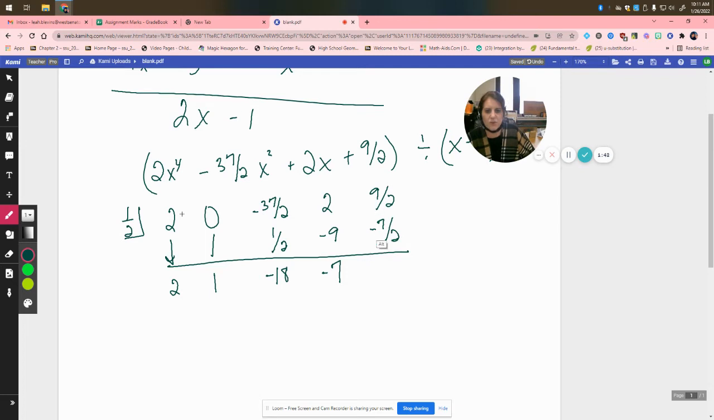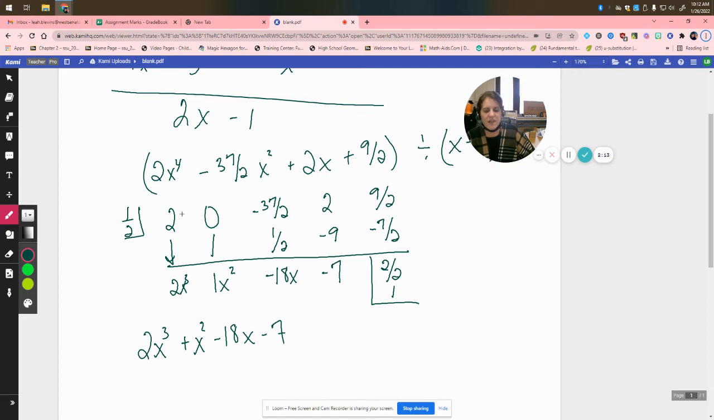So it looks like I have a remainder of, what would that be? 2 over 2, which is just 1. Right? So my remainder is 1. Now we've got to go back and put in, remember, we're dividing out an x, so I've got to put in my exponents. If I had x to the fourth and I divided out an x, now I have x to the third. Then I have x to the second. Then I have x and then nothing. So my answer is a positive 2x to the third plus x squared minus 18x minus 7.